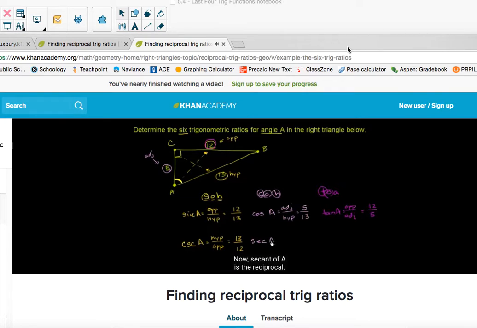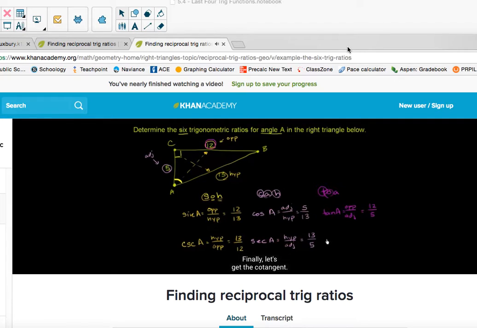Now, secant of A, it's the reciprocal, so instead of being adjacent over hypotenuse, which we got from the CAH part of SOHCAHTOA, it's hypotenuse over adjacent. So what is the secant of A? Well, the hypotenuse we've figured out multiple times already is 13. And what is the adjacent side? It's 5. So it's 13/5, which is once again the reciprocal of the cosine of A, 5/13.